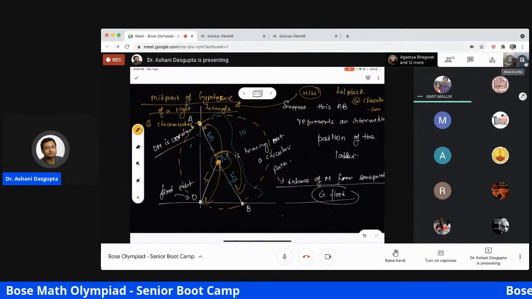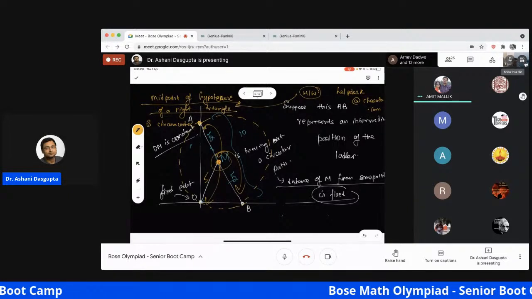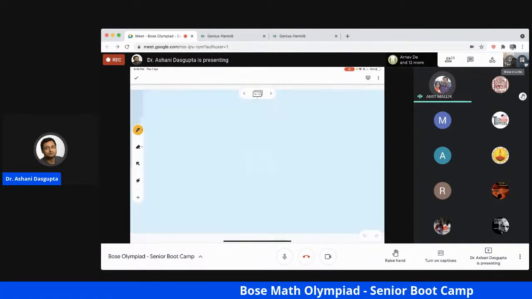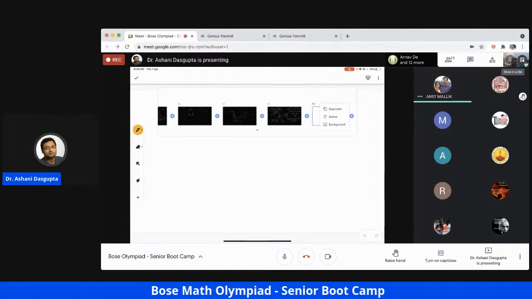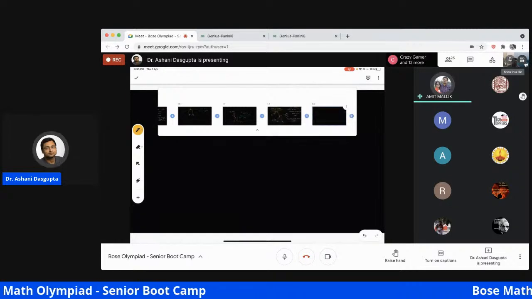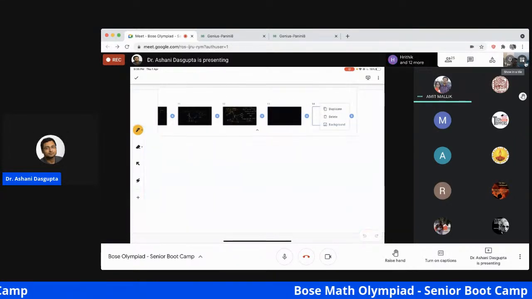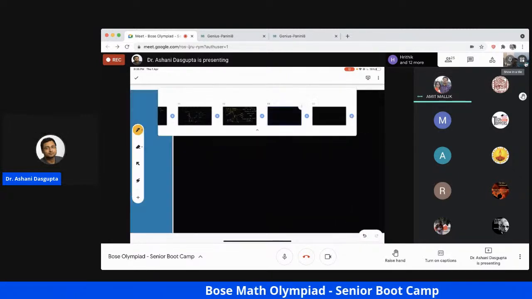It's excellent. Very nice. Very well done. Are A and B fixed points? A and B are not fixed points. The ladder is sliding, so how can that be fixed? As the ladder is sliding, A and B change as well. O is fixed, yes.